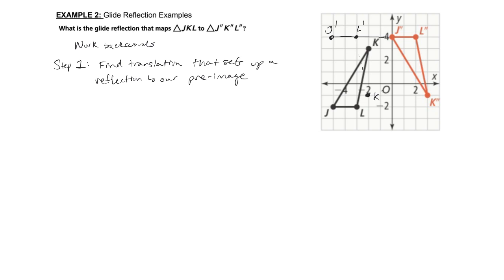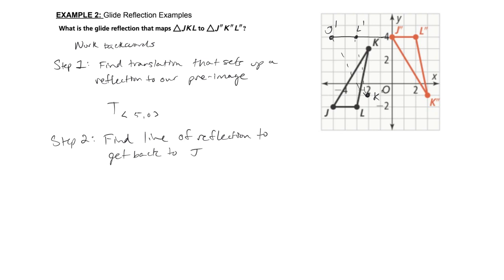Right, now we have something like this. So the translation is 5 units technically to the right, because we're going the opposite way. We're working backwards. We moved it to the left, but if you're starting from the pre-image like we would, you'd move it 5 units to the right. So make sure your translation is 5, 0.